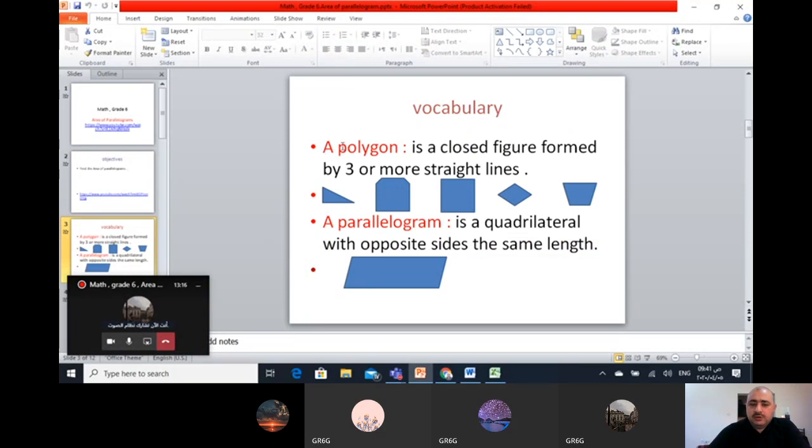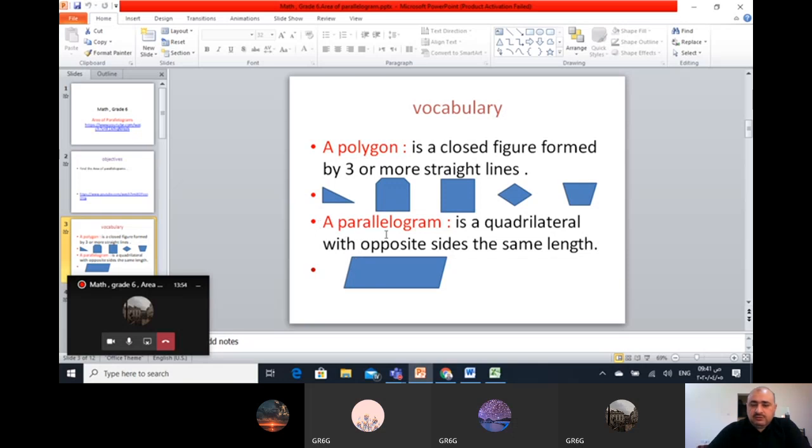What's the meaning of a polygon? A polygon is a closed figure formed by three or more straight lines, like here we have triangle. Triangle is a polygon. Here we have polygon, has many sides. Here we have polygon, has 4 sides. This is the meaning of polygon. The polygon starts from 3 sides, like the triangle.